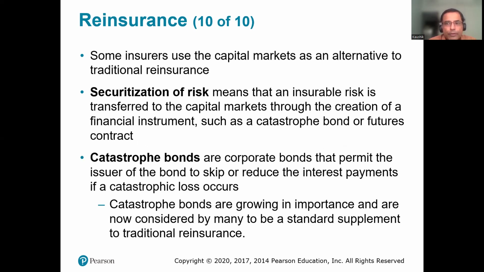There is an emerging trend of using capital markets instead of traditional reinsurance. It can happen through securitization of risk. So an insurable risk is transferred to the capital markets through financial instruments like catastrophe bonds. In catastrophe bonds, the issuer is able to skip or reschedule payments in case a catastrophic loss occurs. There are other types of securitized instruments which we have covered in previous chapters.